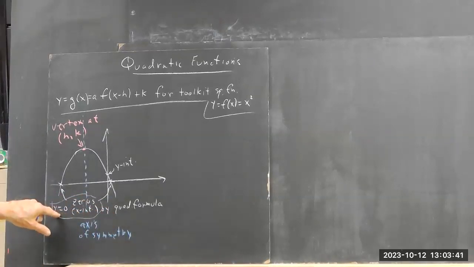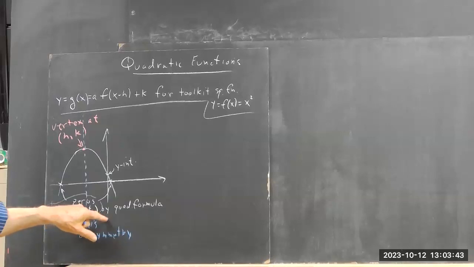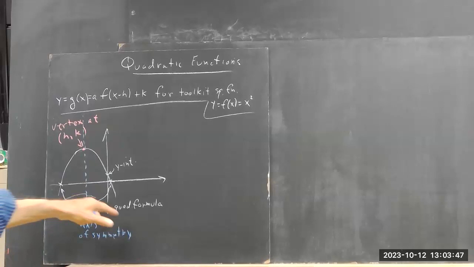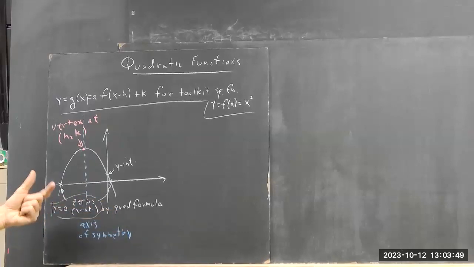Zeros occur when y equals zero. Those are your x-intercepts, and you find them by the quadratic formula. You might not be able to read all that if you're sitting close to the back. Just skip through the video, you'll find this, and it should be nice and clear.